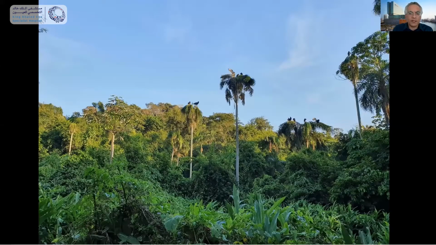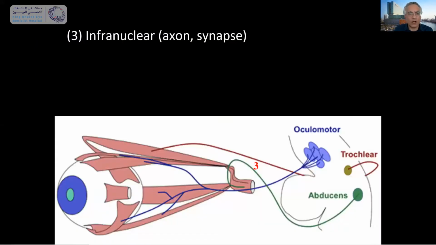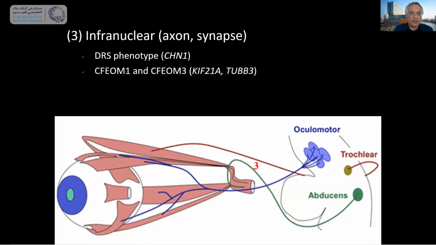Okay, we've covered supranuclear, we've covered nuclear. Now we're going to infranuclear, and we're talking about the axon and the synapse, problems in axon and synapse formation. So here we have another Duane syndrome phenotype. This one is due to a problem in the axon getting to its target as opposed to a primary problem, the nucleus forming. We have classic CFEOM and CFEOM type 3. And we have some other rare conditions that I'll just mention briefly.